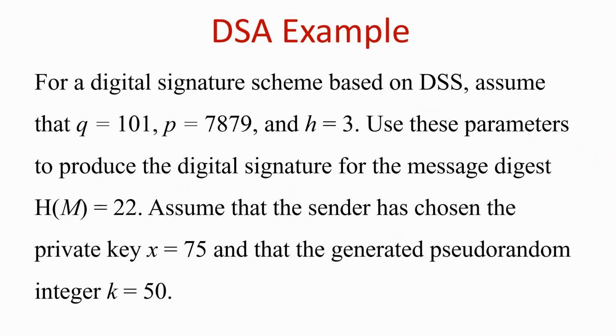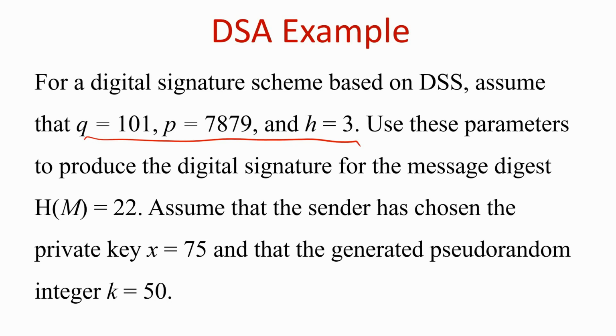Let's take a numerical example to see how this works. For a digital signature scheme based on DSS, assume that Q is equal to 101, P is equal to 7,879, H is equal to 3. Use these parameters to produce the digital signature for the message digest H of M equal to 22. Assume that the sender has chosen the private key X equals 75 and that the generated pseudo-random integer K is equal to 50.